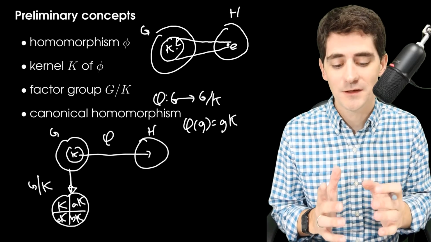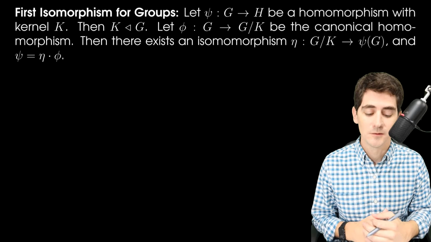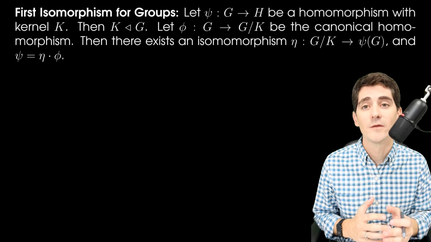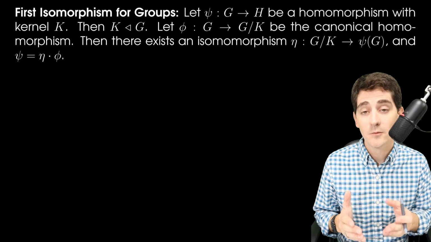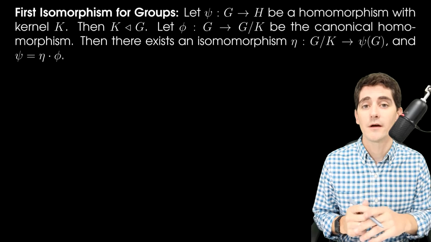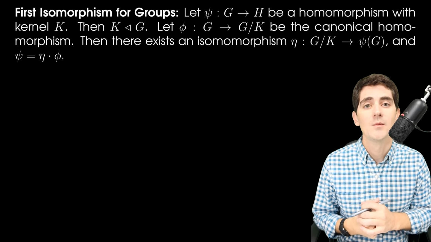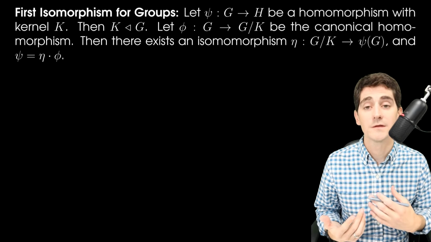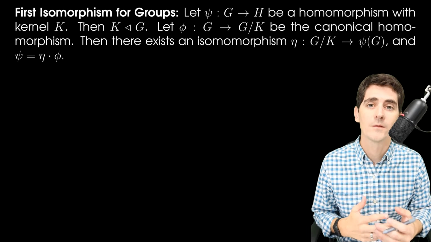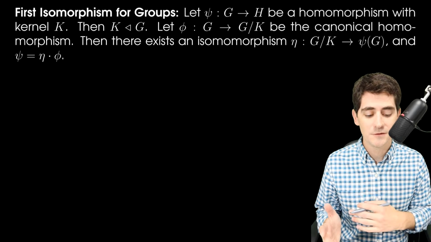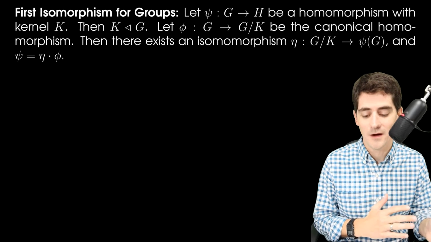Okay, now that we have these concepts, let's revisit the first isomorphism theorem. The first isomorphism theorem for groups says, let psi be a homomorphism going from G to H with a kernel K, and then we can say that the kernel is a normal subgroup of G. Now we're not going to actually prove this point. From there we can say, let phi going from G to G over K be the canonical homomorphism that we just talked about. Then there exists an isomorphism eta that goes from the factor group G over K to psi of G, and we can define psi as eta times phi.